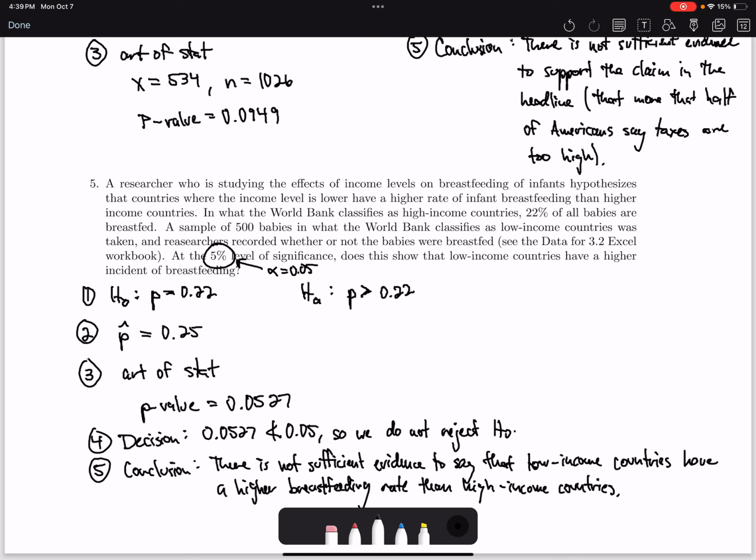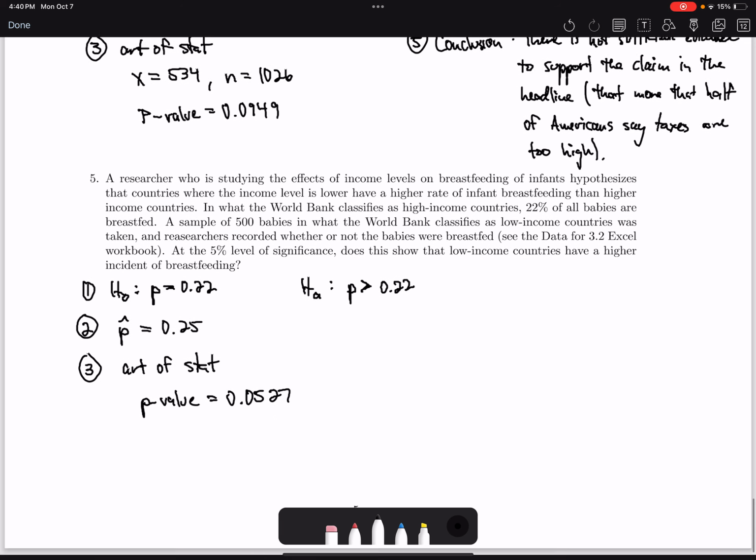And once again, I think that's kind of interesting because our sample proportion was larger than 22%, but it wasn't enough of a difference. Either it wasn't enough of a difference or we didn't have a large enough sample size, or potentially both, right, in order for us to conclusively say that yes, low-income countries have a higher breastfeeding rate. But anyway, that will do it for this section.